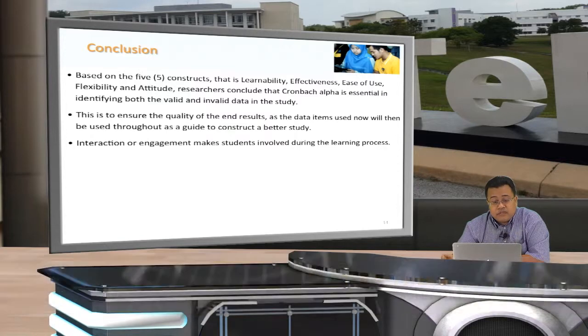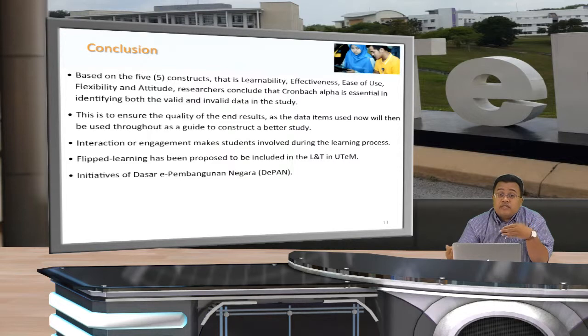The study also proved that the interaction or engagement makes students involved during the learning process. So it is proved that by using this approach, by using iPad, by using iBook, by using flipped classroom, we can enhance the student engagement, particularly with the content of the course itself. Flipped learning has been proposed to be one of the approaches that are going to be used in learning and teaching in Unit 10.